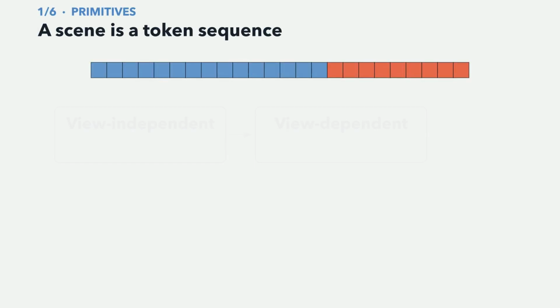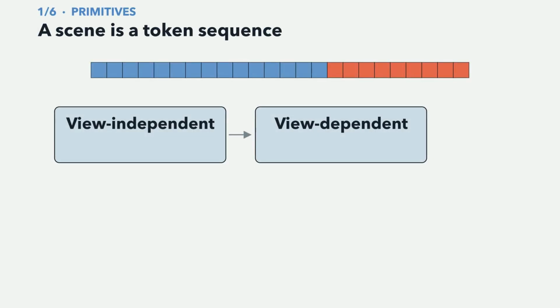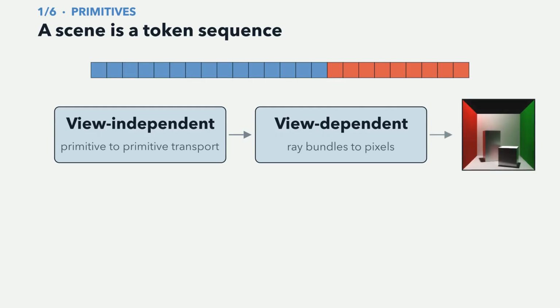V2 keeps RenderFormer V1's two-stage structure. A view-independent stage that resolves transport between primitives, and a view-dependent stage that turns ray bundles into pixels. However, V2 differs in three key areas.